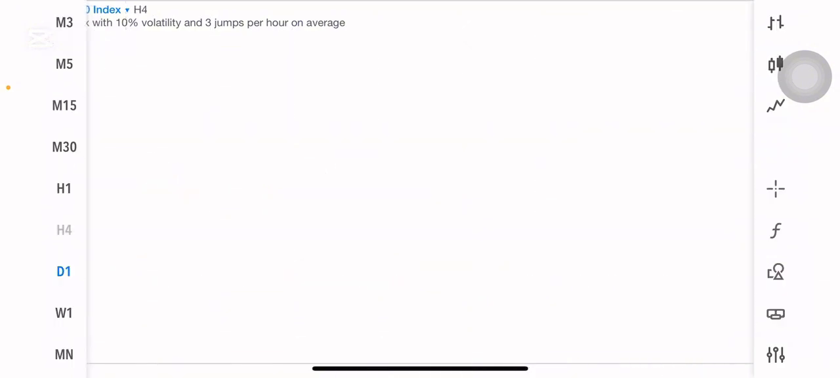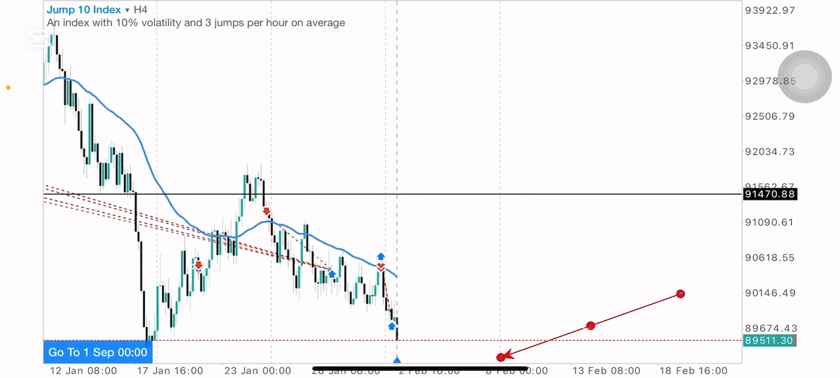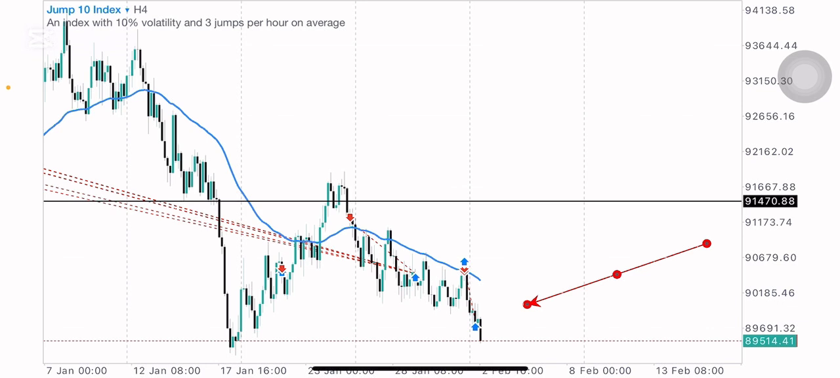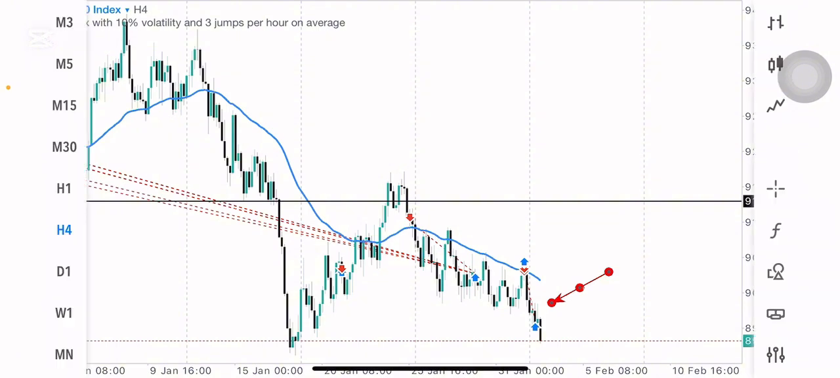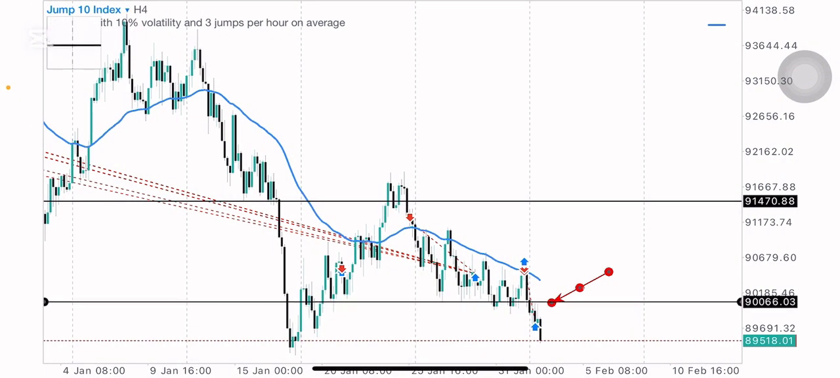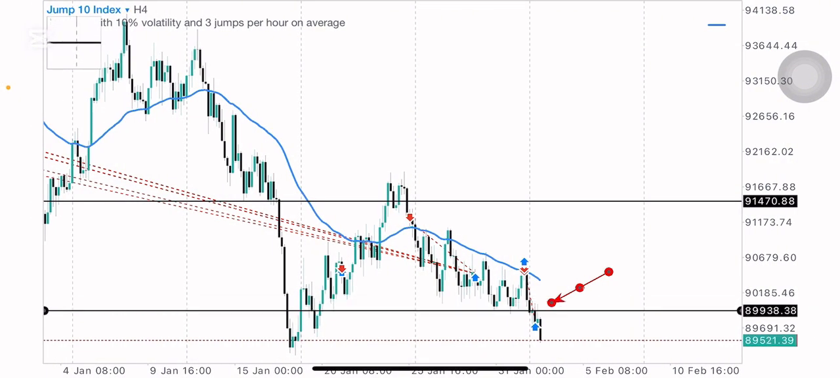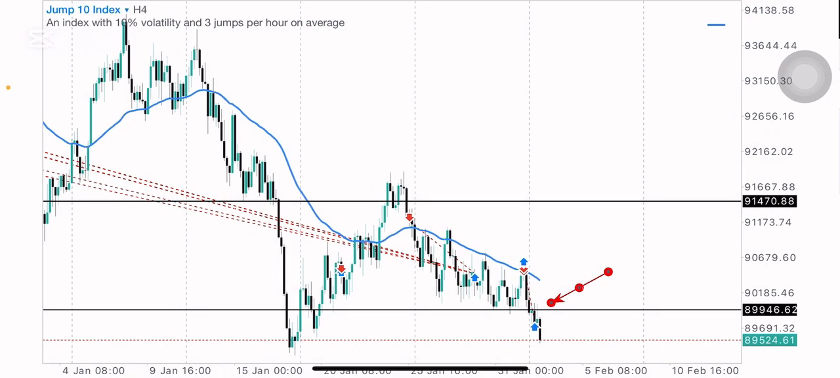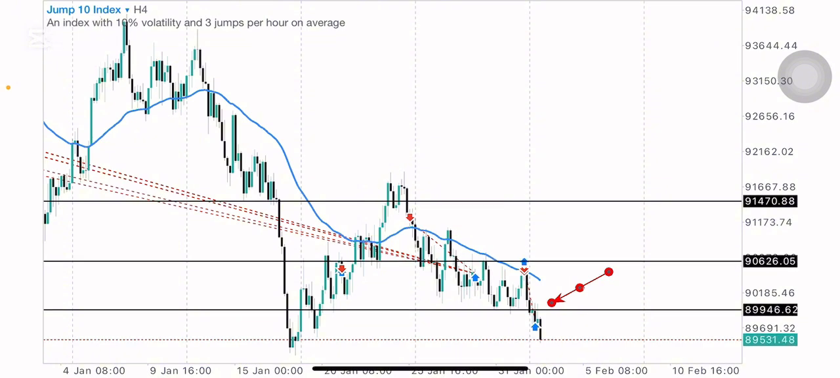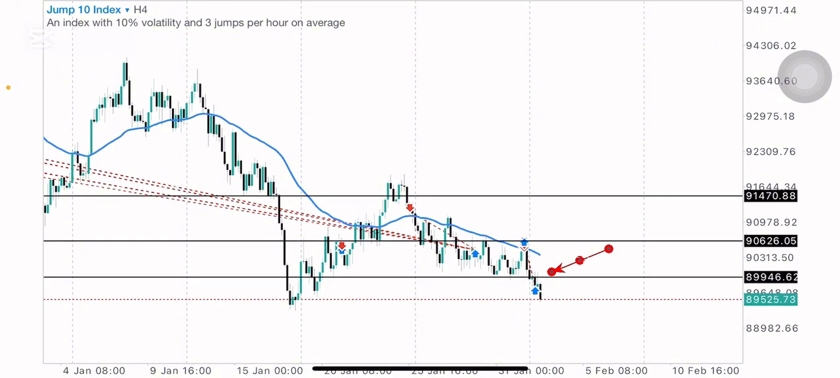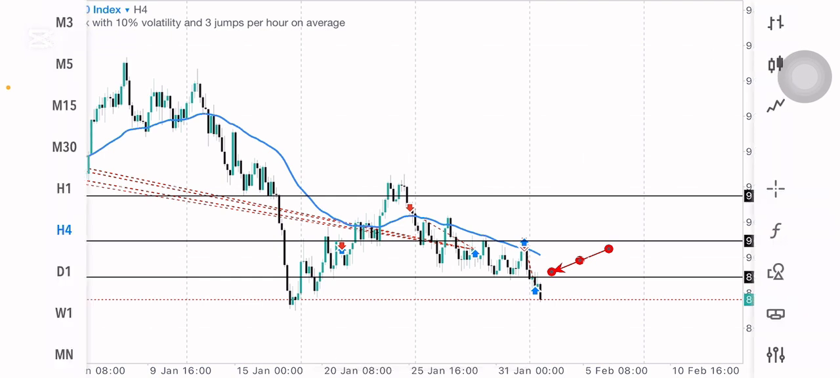So let's go to H4 now. This is H4. We have to mark somewhere here so that we'll be able to find entries. Okay, so this here is a key level where price has reacted multiple times. This is another key level here, a level where price has reacted multiple times also. Then you can see price came out and tested it. Let's go to H1.